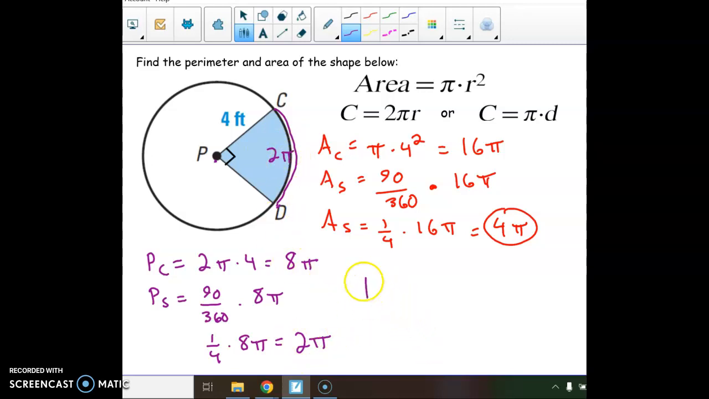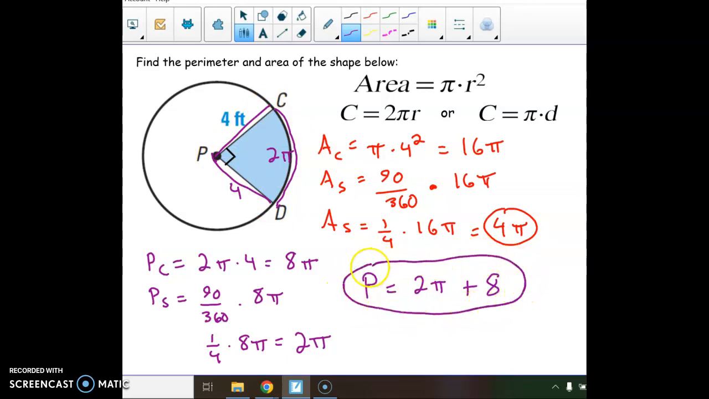Okay, so our total perimeter is this 2 pi plus 4 for this part, the radius, plus another 4. So basically it's 2 pi plus 8, and I'm just going to leave it that way. You could obviously do the decimal, but oftentimes they'll just leave their answer choices like that. Okay, so our area was a fourth of the total, and the perimeter was kind of a fourth, but then we also had to add in these radiuses.